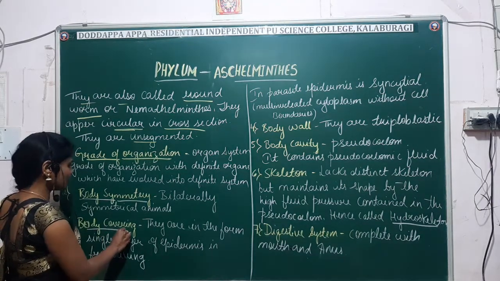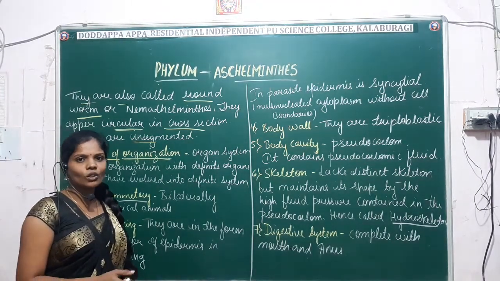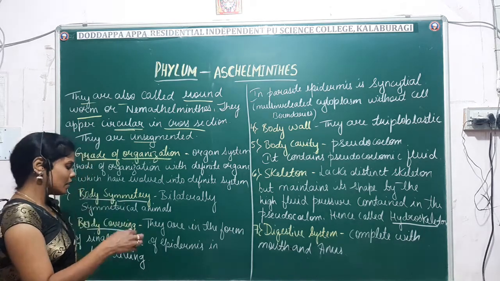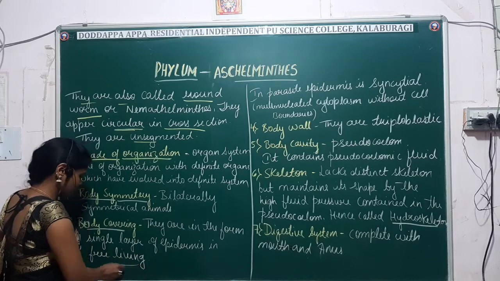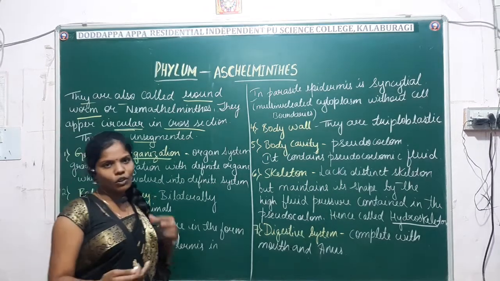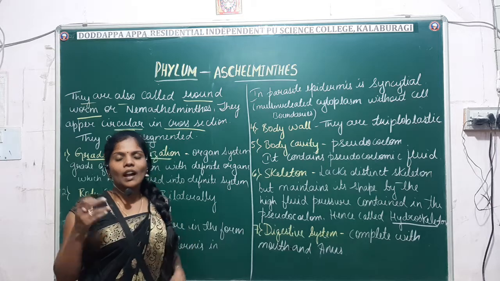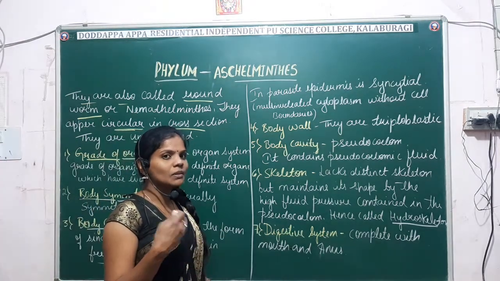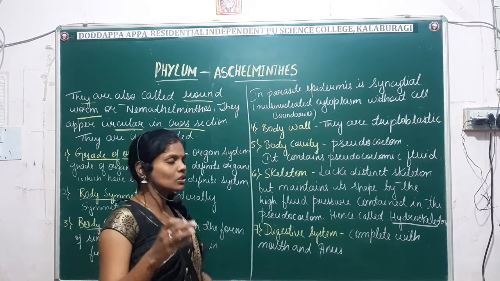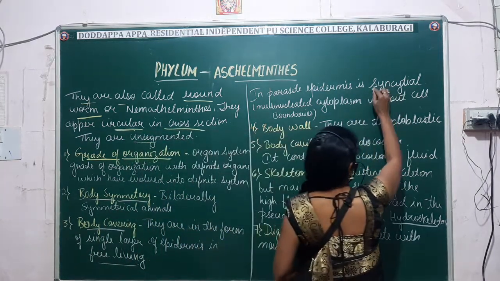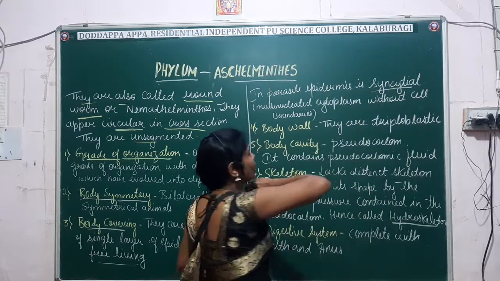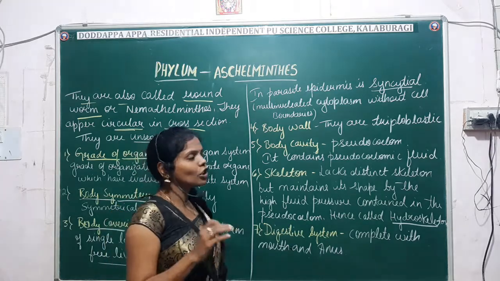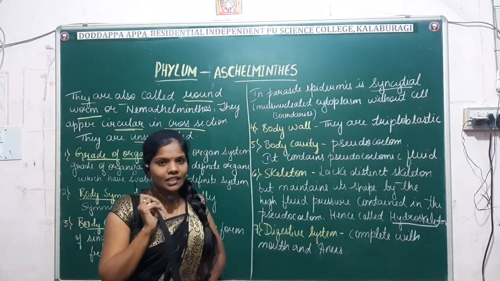Next comes the body covering. In the free living form, a single layer of epidermis is seen, whereas in the parasitic form it has a special adaptation known as syncytial. Syncytial means a multinucleated cytoplasm without cell boundaries. You will not find any different cell boundaries here.